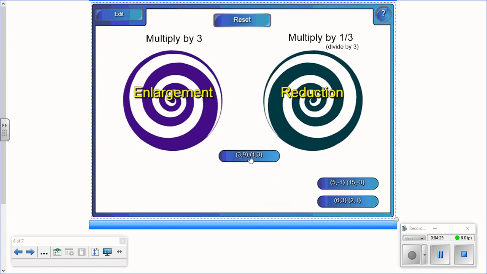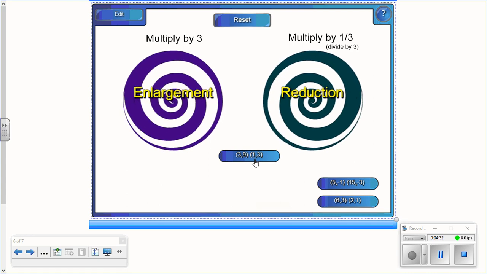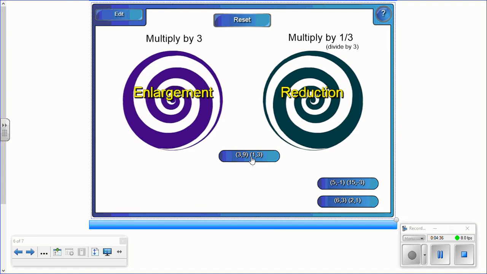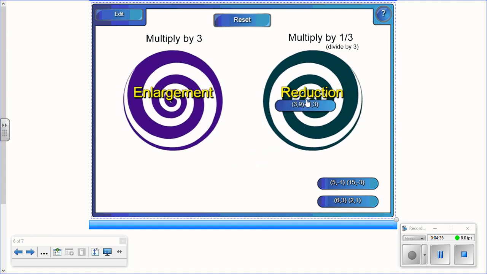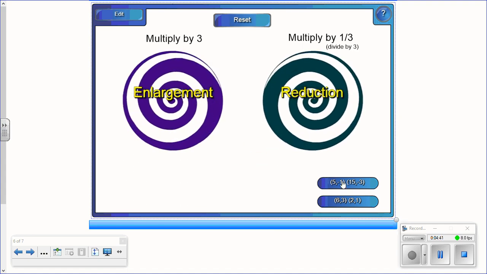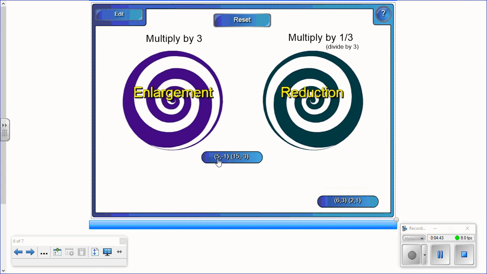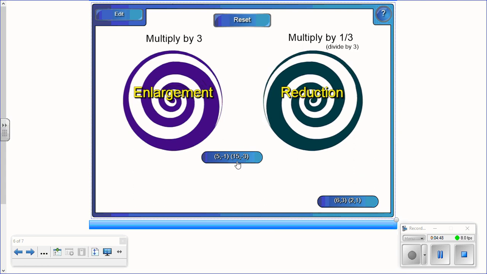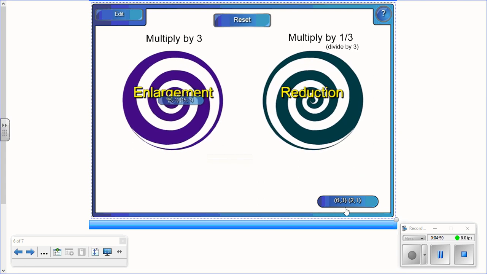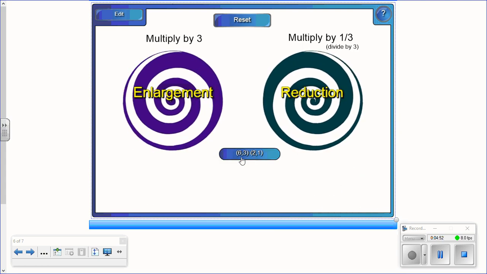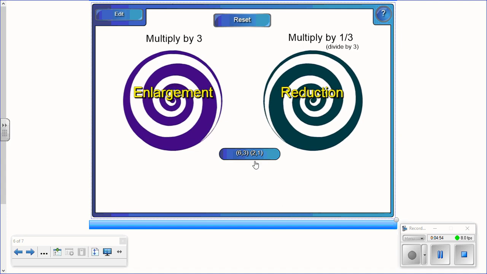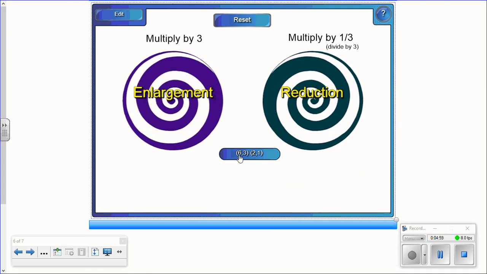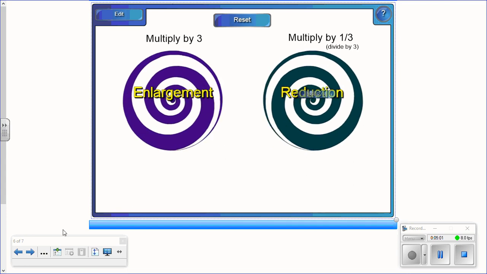In this one, (3, 9) to (1, 3), so it's getting smaller, and we can multiply 3 times 1/3 and get 1, or divide by 3, same thing, it's a reduction. In this one, we're going from (5, -1) to (15, -3). It means we're multiplying by 3. That's an enlargement. This one's going from (6, 3) to (2, 1). So 6 divided by 3 is 2, or 6 times 1/3 is 2. That's a reduction.